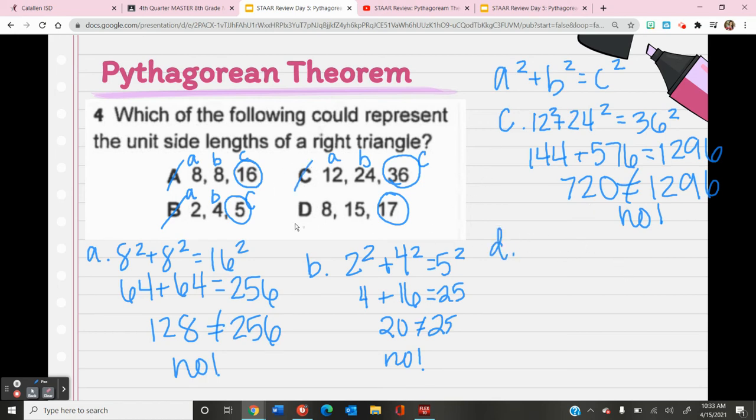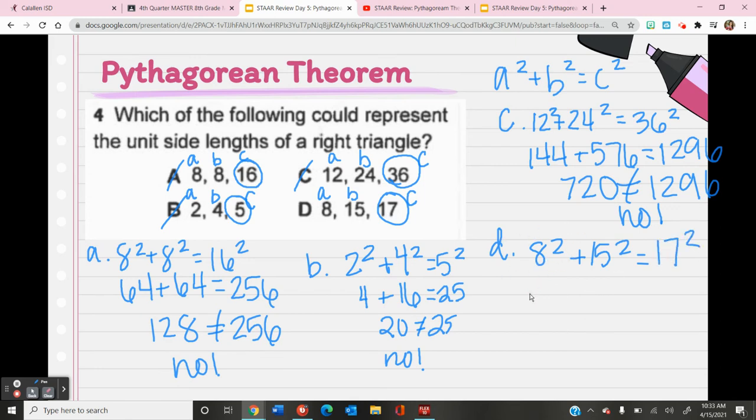Lastly, we have D. So 17 would be our hypotenuse. It's our longest side, so that's going to be C. Then between 8 and 15, we have A and B. Now for D, we have 8 squared plus 15 squared equals C squared, which is 17 squared.